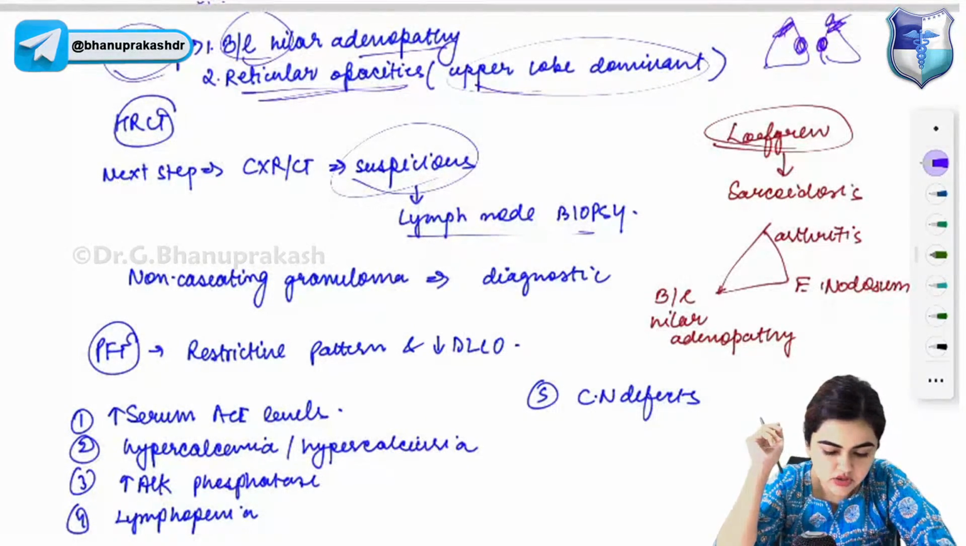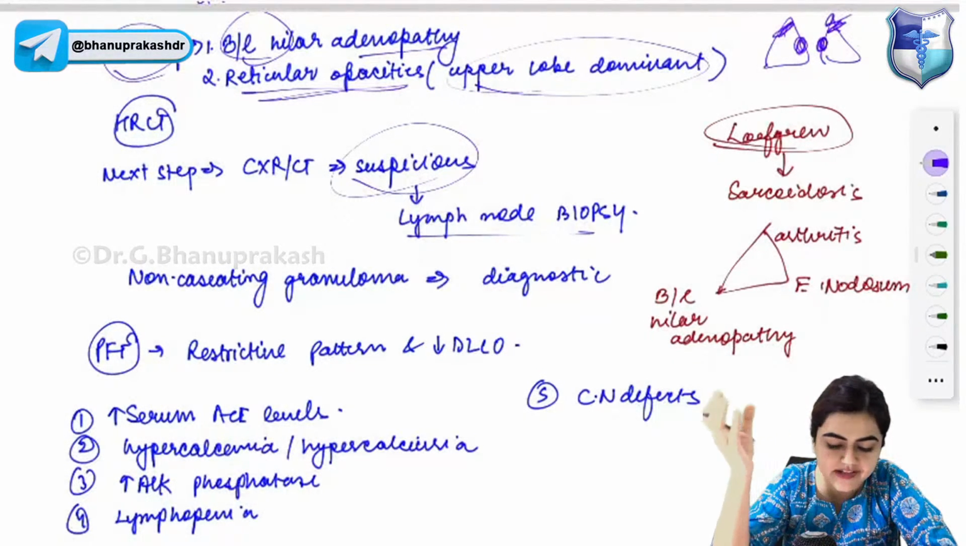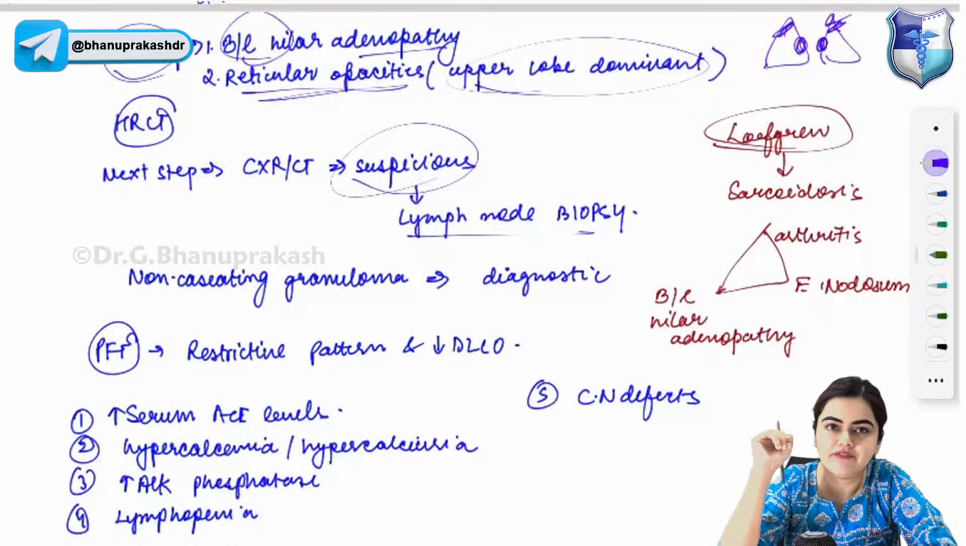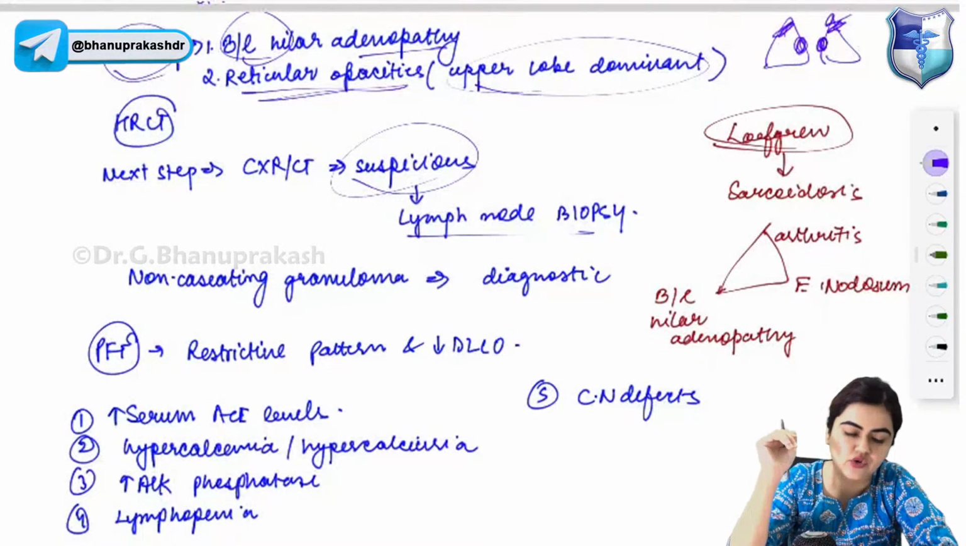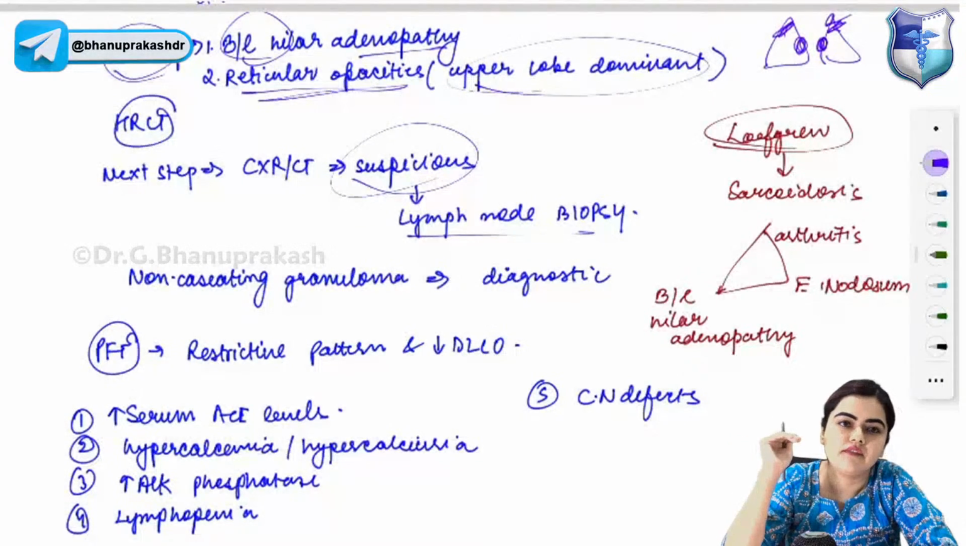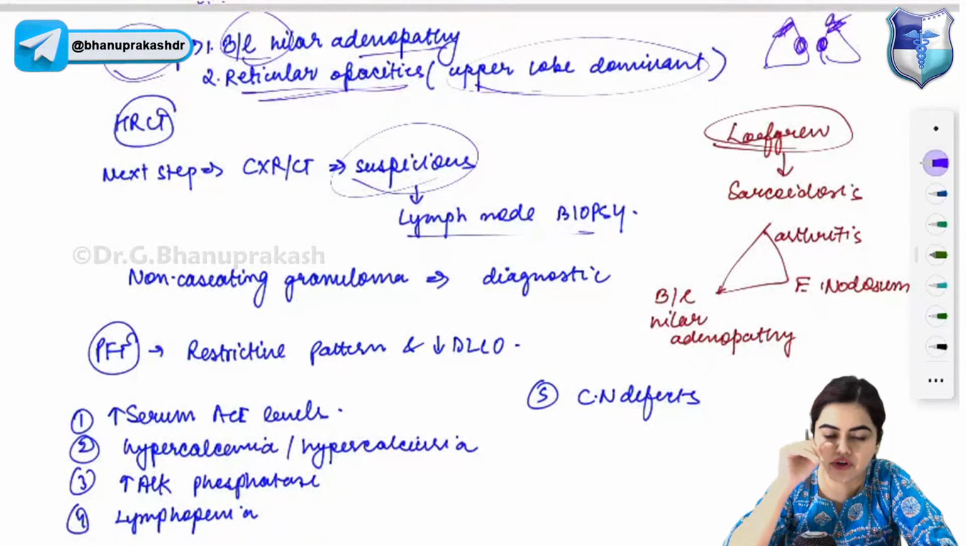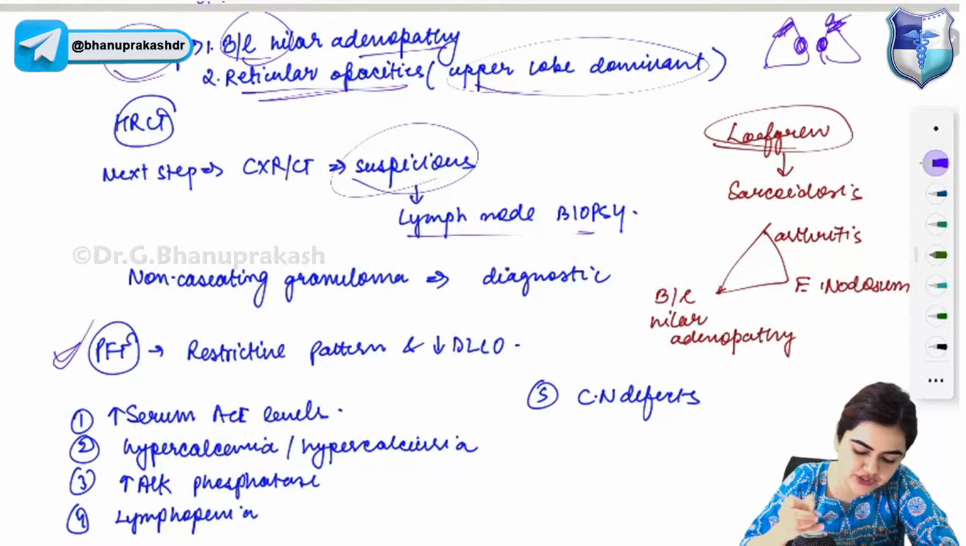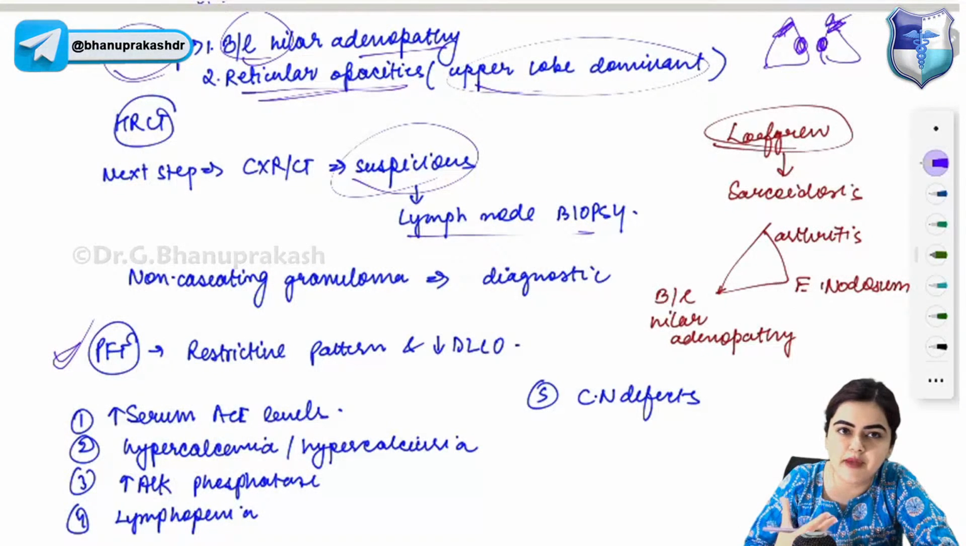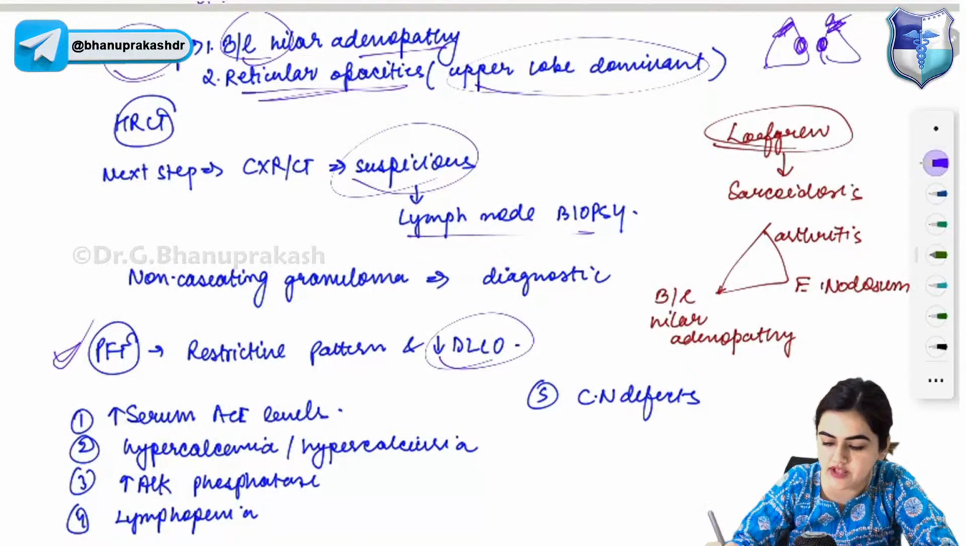Okay, now what is the next step? When chest x-ray is suspicious of sarcoidosis, you will perform CT, and you can go for lymph node biopsy. In lymph node biopsy, you will find non-caseating granuloma which are diagnostic of sarcoidosis. Now, PFT, pulmonary function test, will show restrictive pattern of the disease and decrease in DLCO value.